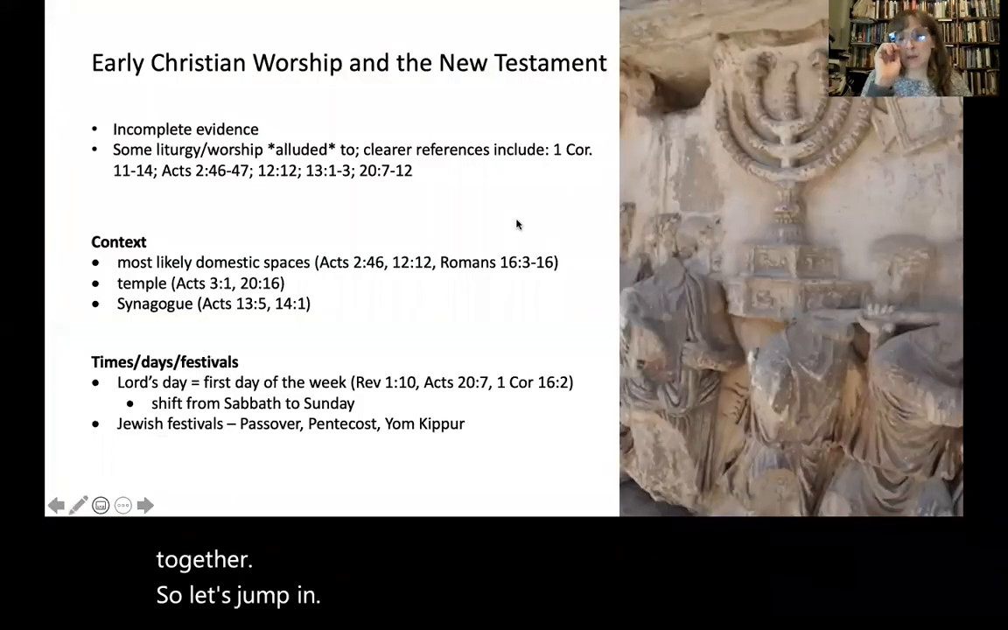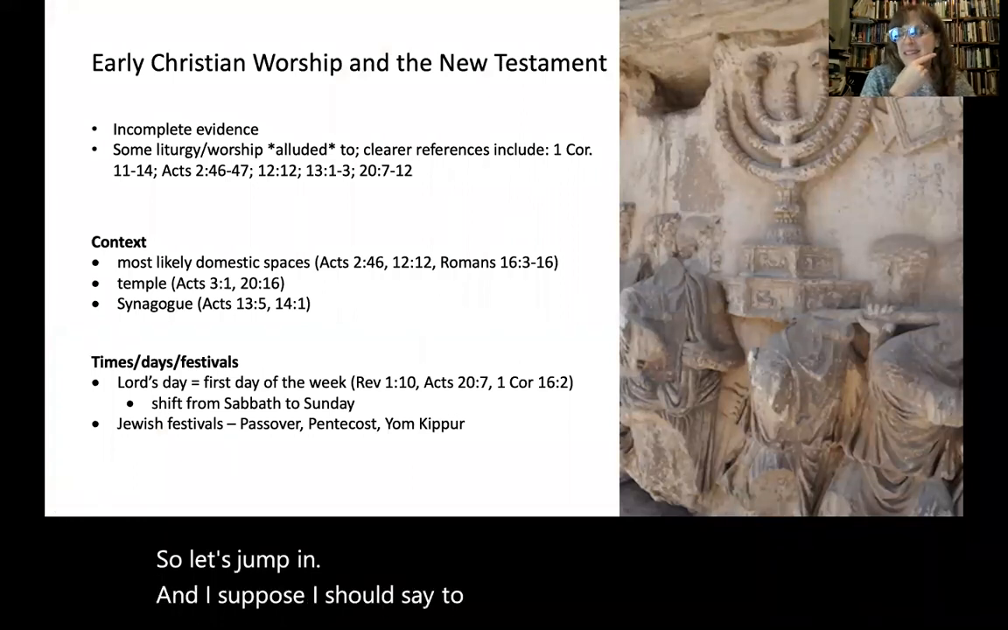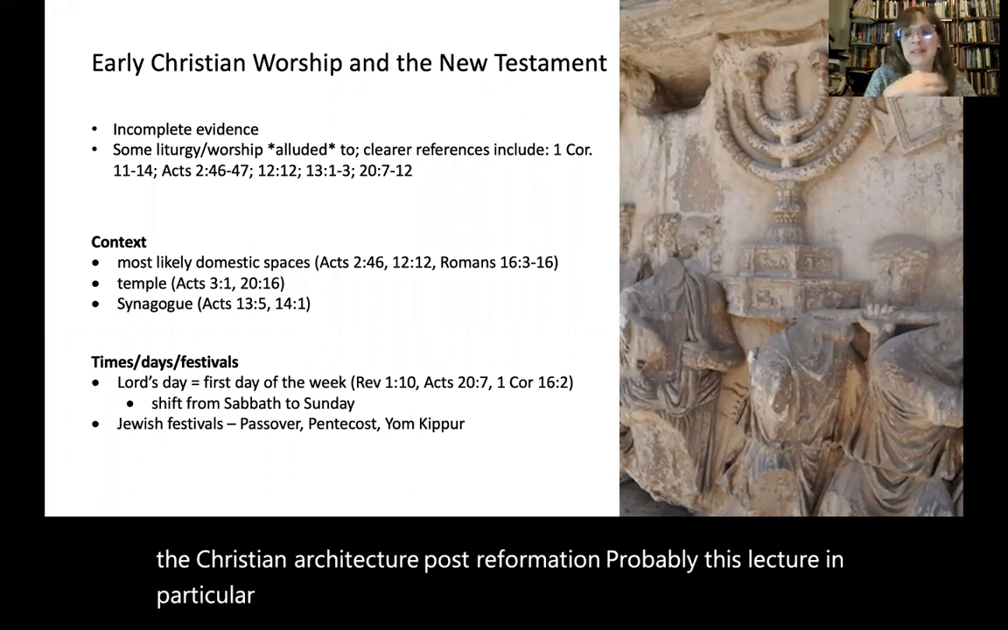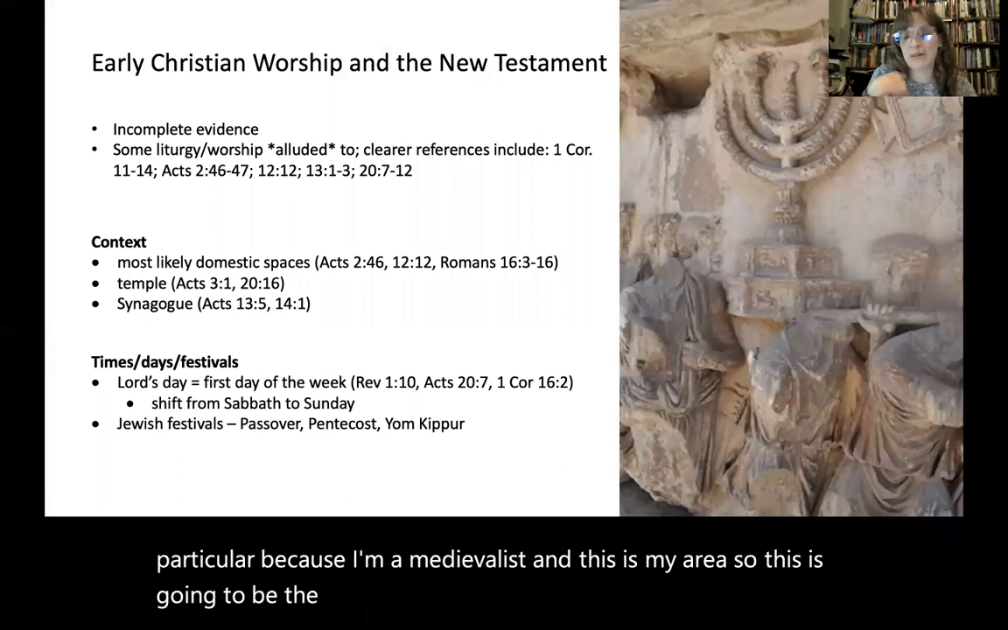And I suppose I should say too that this lecture, and the Christian architecture post-Reformation, probably this lecture in particular, because I'm a medievalist and this is my area, is going to be the lecture that will probably run over time. So apologies in advance for that.